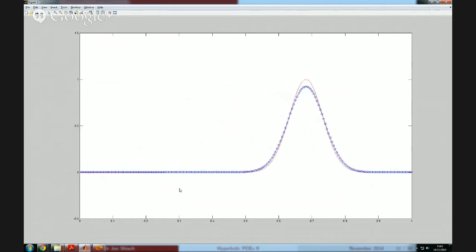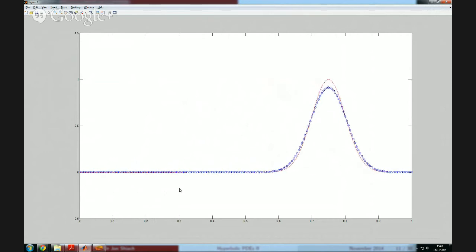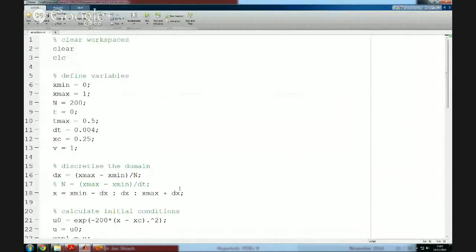If delta x and delta t is equal, what will happen here? Depends what v is. No, because you said delta t. I don't know what delta x is. What's delta x? So it's 1 divided by 200, 0.005. Yeah, in this case it is because v is 1.